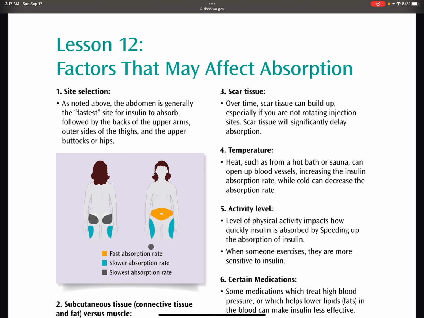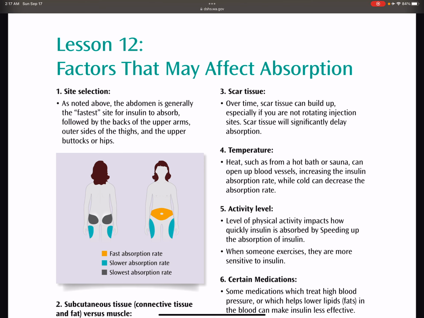Generally, we inject into subcutaneous tissue, which is connective tissue and fat, versus muscle. Insulin should be injected into the fatty tissue layer just under the skin. Insulin needles are designed to inject into this layer. Over time, scar tissue can build up, especially if you are not rotating injection sites. Scar tissue will significantly delay absorption.